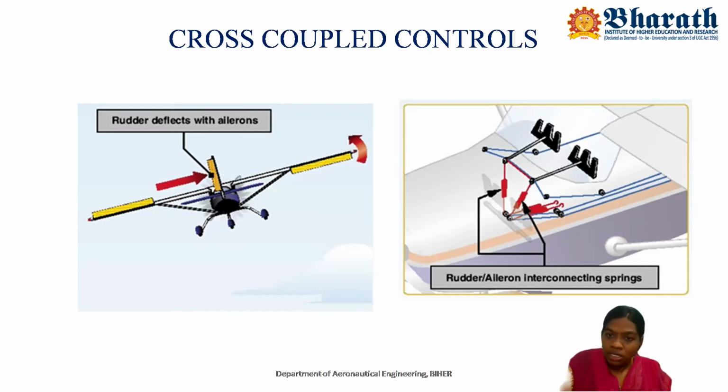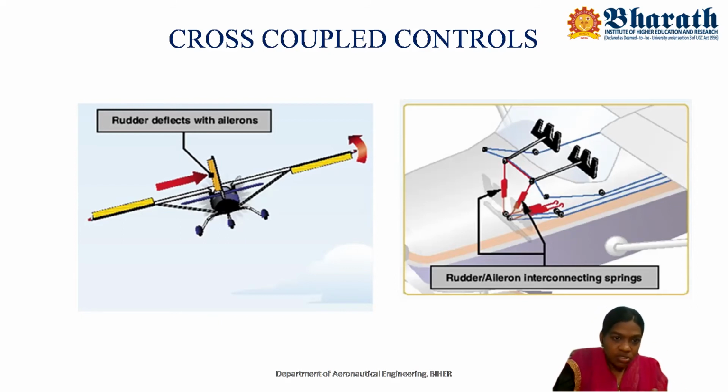When the aileron rolls, the aircraft will tend to move towards the higher wing direction. So when the rudder is deflected in the opposite direction, what happens? It will tend to turn the aircraft in the lowering wing direction. So the rolling moment and the yawing moment generated by the aileron deflection will be nullified by the yawing moment generated by the rudder deflection. Simultaneously this will happen. This is why it is called cross-coupled controls. Okay. So the rudder deflects with the aileron.